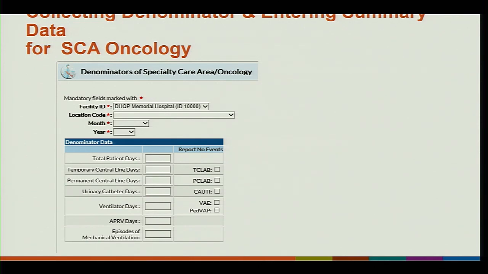Again, this is the form in the NHSN application for your denominator counts. Provide the sums for your total patient days, your temporary central line days, and your permanent central line days. Note if there are no CLABSI events reported by the type of central line. So if there are no CLABSI events reported, you would check no depending on the type of central line the patient has.